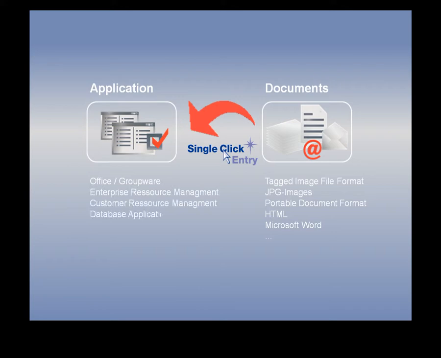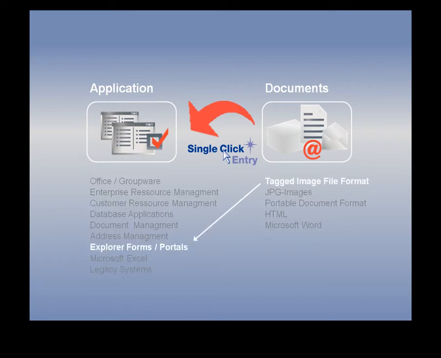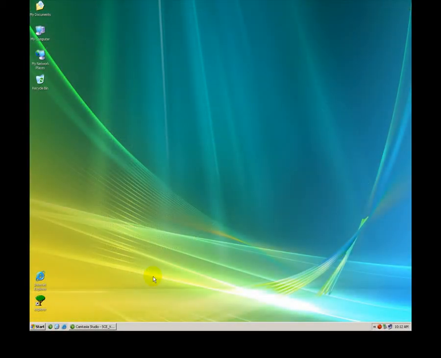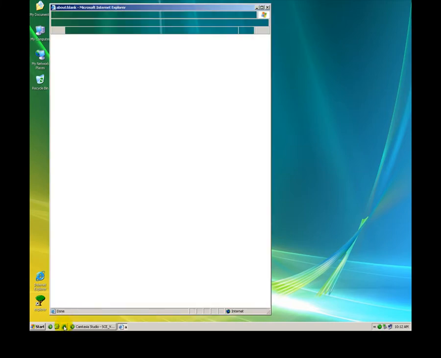Let's watch data being entered into an intranet portal from a scanned customer letter. In our example, you're an employee of Don't Care Liability Insurance, and your job is to enter the details of a damage claim. Your company uses a web-based application to process claims. To start the application, open Microsoft Internet Explorer.